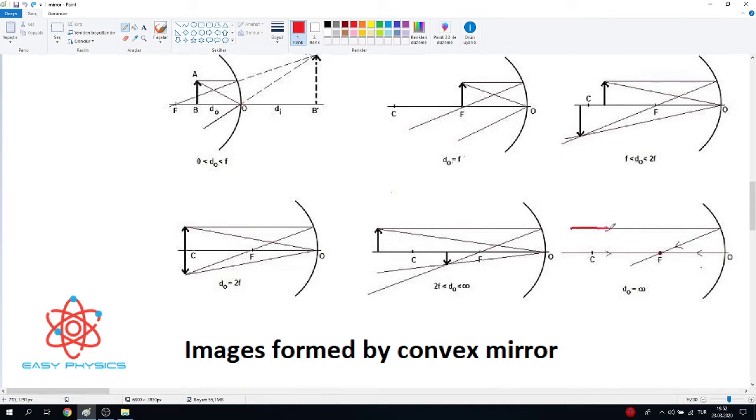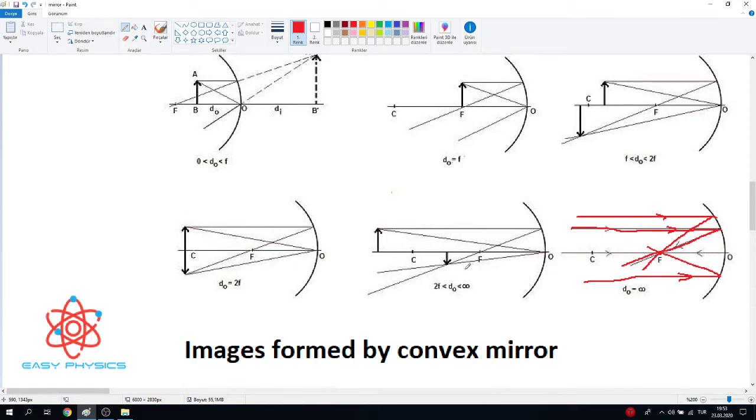When the object is at the infinity, parallel light rays are going to come to the mirror. Why? Because at the infinity they are going to move as parallel, and these parallel light rays will reflect from the mirror, and all of them are going to reflect from the focal point, and then the image is going to be formed at the focal point.